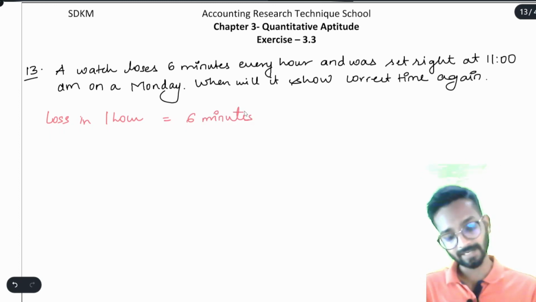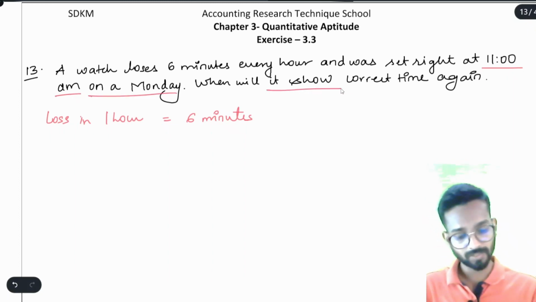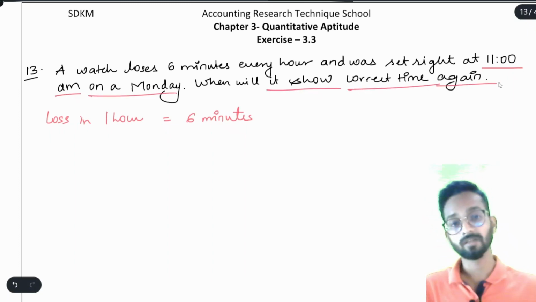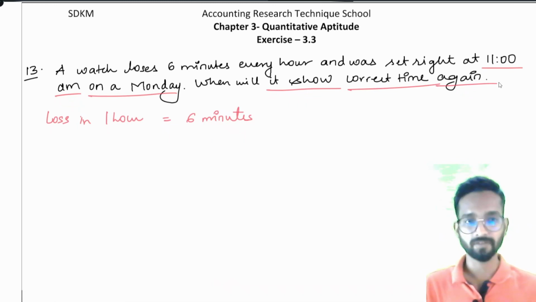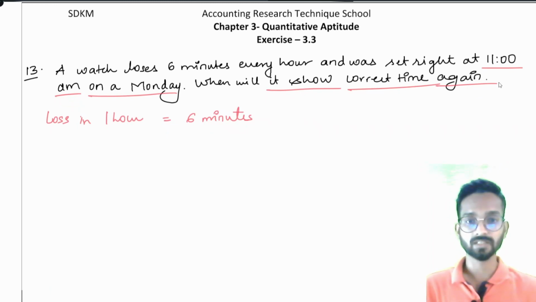and was set right at 11 am on a Monday. Okay, when will it show the correct time again? Very important question. Be very careful. See, what is the question saying? That on Monday 11 am the watch is right. The watch is losing 6 minutes every hour. If it will lose like this, when will it show the correct time again?